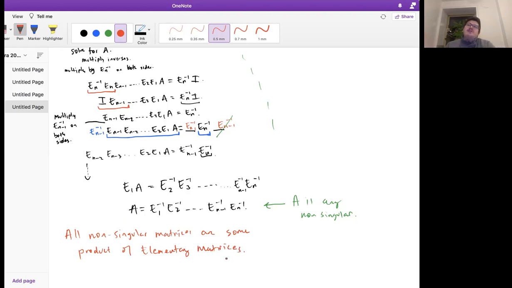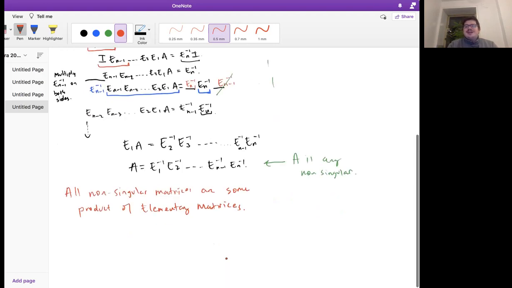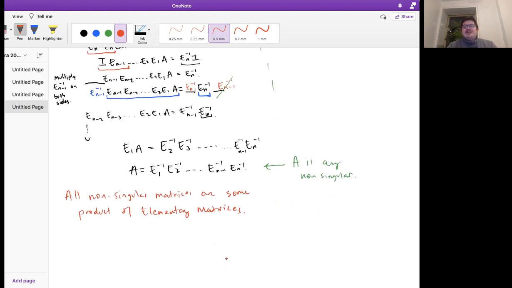Right, remember the inverse of an elementary matrix is still elementary, right? But maybe there's a negative somewhere, maybe it's 1 over something. So that's what it's saying, and that's pretty powerful. If you have any matrix that's non-singular, so it has an inverse, then it must be able to be written as a product of elementary matrices. So essentially this is saying that all non-singular matrices are just a bunch of these elementary matrices. So that's kind of why they're called elementary. They're kind of the building blocks.